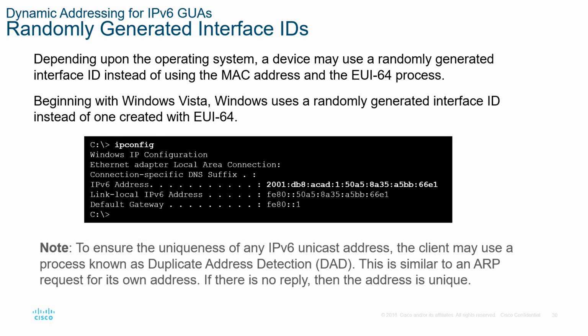A randomly generated interface ID will depend on the operating system, and instead of using the MAC and the EUI-64 process, it will just essentially create a randomly generated one. Beginning with Windows Vista, Windows uses randomly generated instead of EUI-64. Keep in mind that IPv6 does have duplicate address detection. This is very similar to ARP in IPv4, to verify that no two devices have the same global unicast address, or that there are not duplicate link local addresses on the same local network.